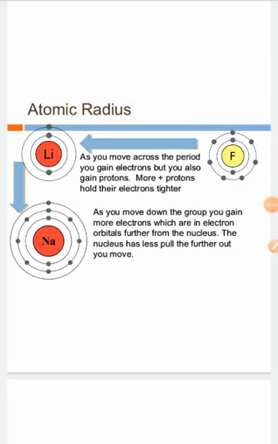So what we have seen is that as you move across the period, you gain electrons but you also gain protons. More protons hold their electrons tighter. That means from left to right the size keeps on decreasing.